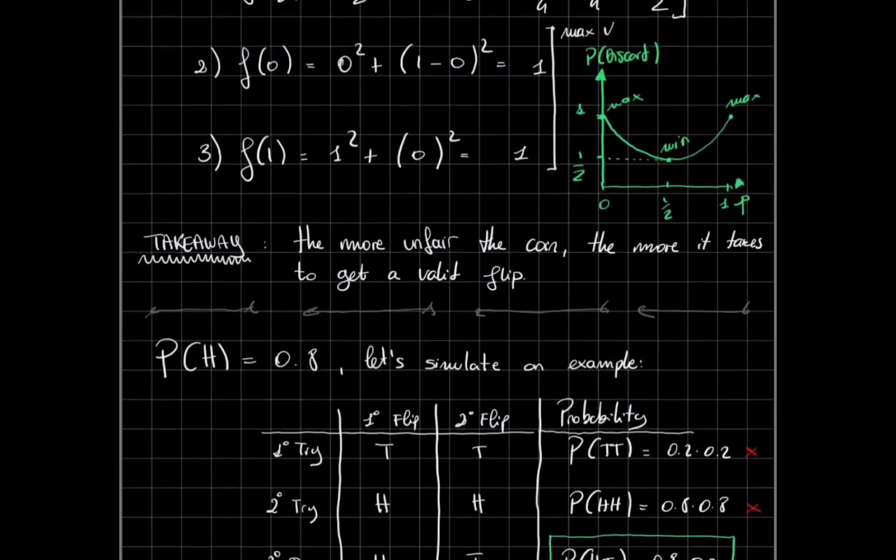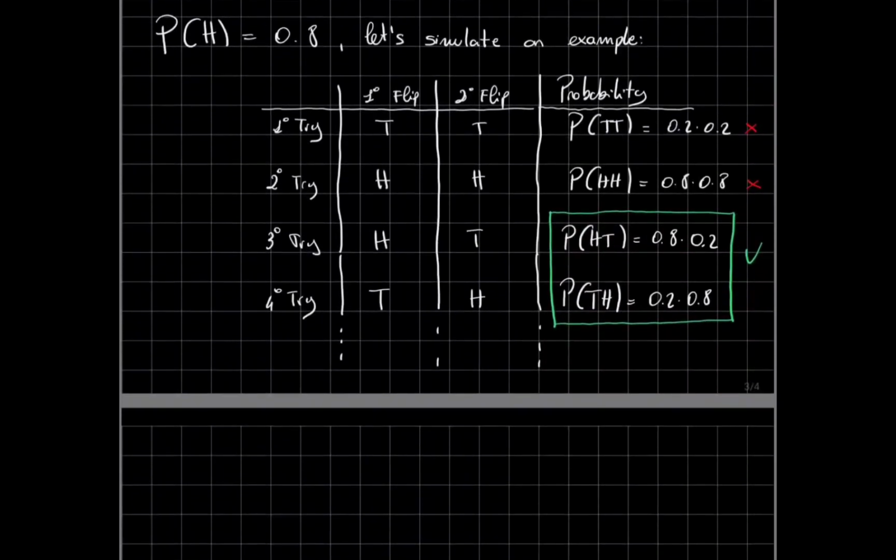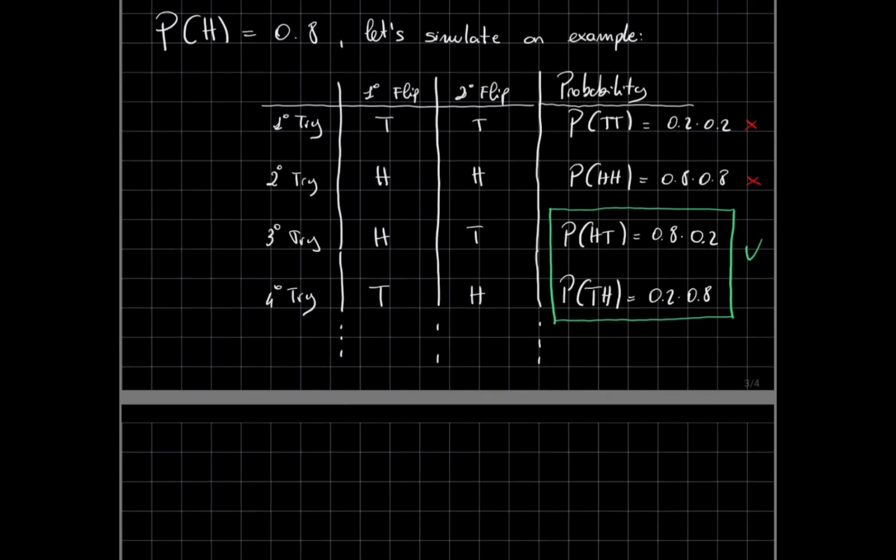Let's now simulate a real case where we suppose that the probability of head is 0.8. As this is a highly unbalanced coin, we employ the von Neumann method. We see that on the first try, we get tail on both flips, therefore we reject this result. The same occurs on the second try, where we get head on both flips. On the third try, we get head and tail, therefore we retain head as final outcome. So this is a valid result.